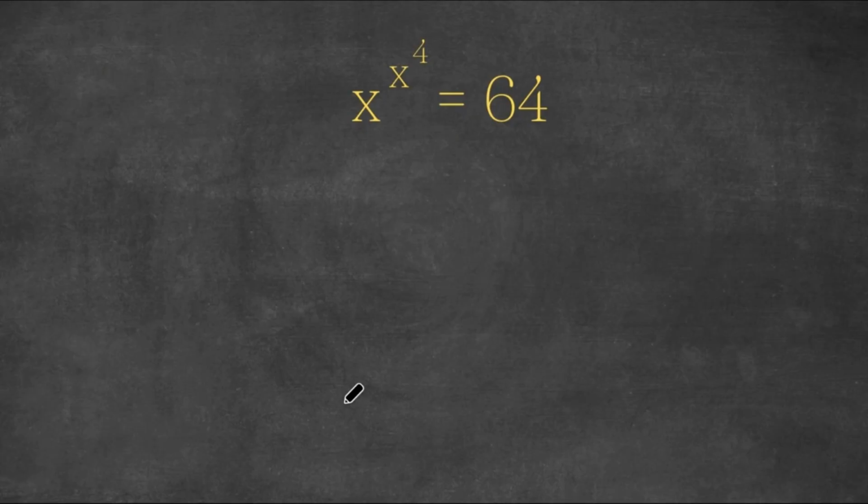In today's video, I'm going to be teaching you guys how to solve this exponential equation. So we have x to the power of x to the power of 4 equals 64. Now, what I'm first going to do is I'm going to take the fourth power of both sides. So we're going to take the fourth power of x to the power of x to the power of 4 as well as 64.